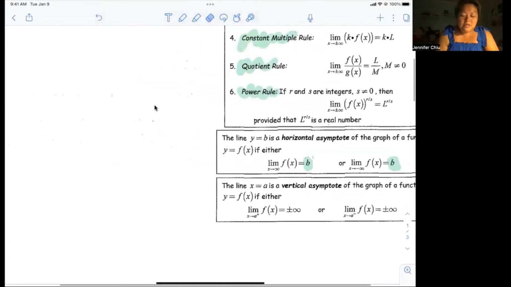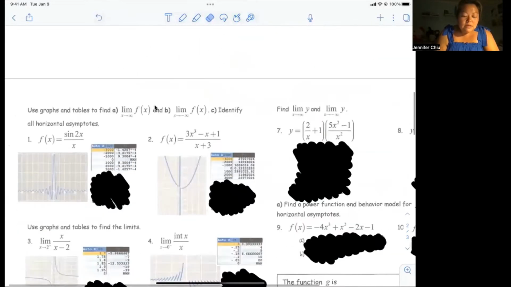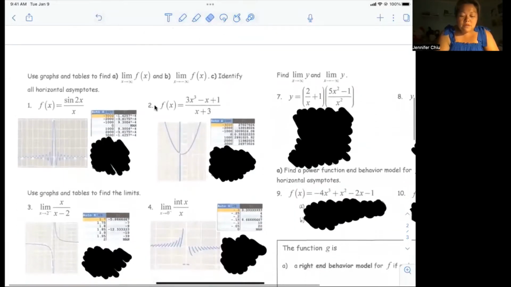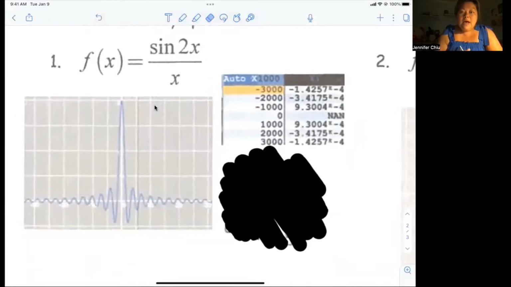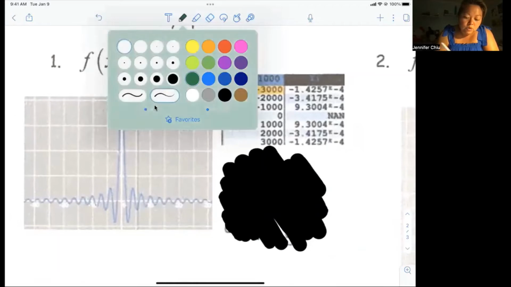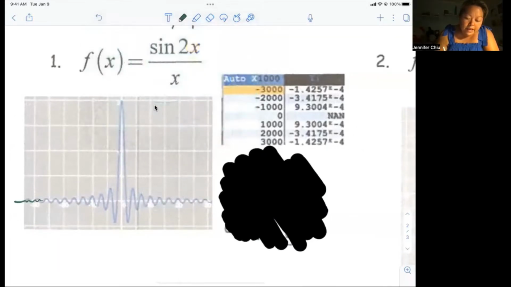Okay, all right, so let's take a quick look. It says, use graphs and tables to find the limit as x approaches infinity and the limit as x approaches negative infinity, and identify all horizontal asymptotes. In the first one, zoomed in for you, I have a t-table here and I have a graph here. Notice how my scale is not super big, but you can already see that this graph is plateauing out and flattening out on both sides, right?